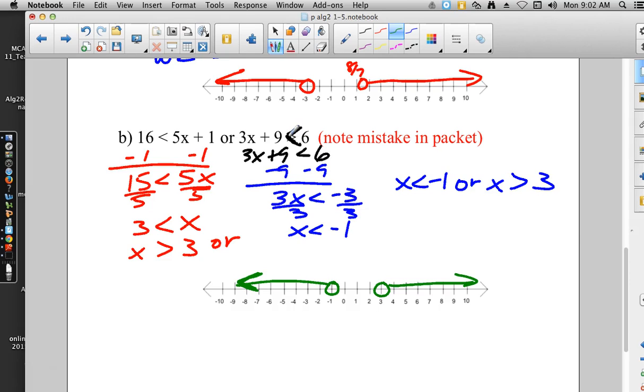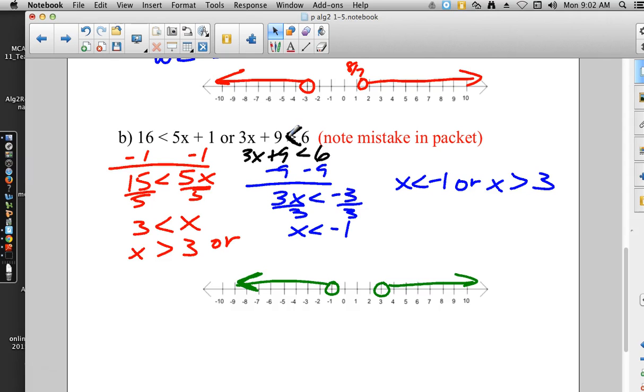So that is lesson 1.5. And our objectives that we were supposed to achieve, we should have achieved. Those were, we are going to write and solve our inequalities, both in word problems and with non-word problems, and we want to be able to graph them. And we did all of that.